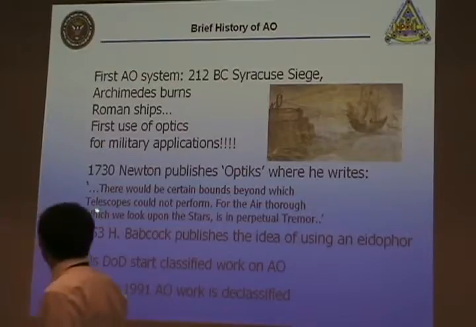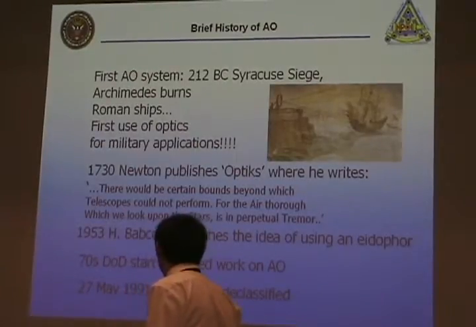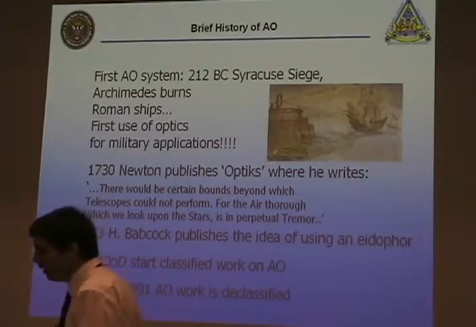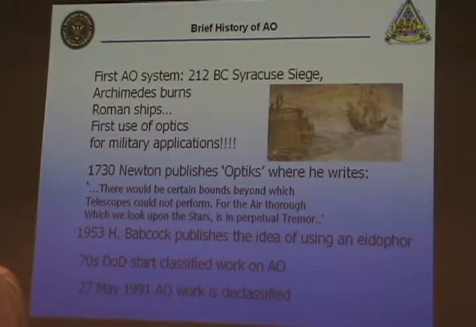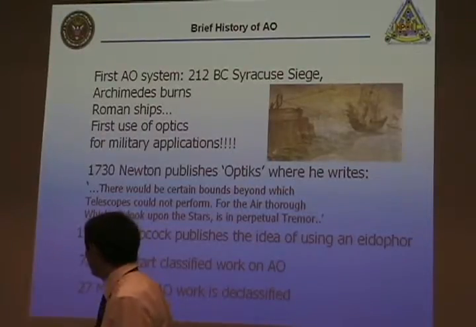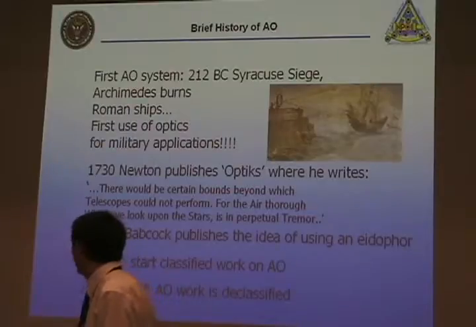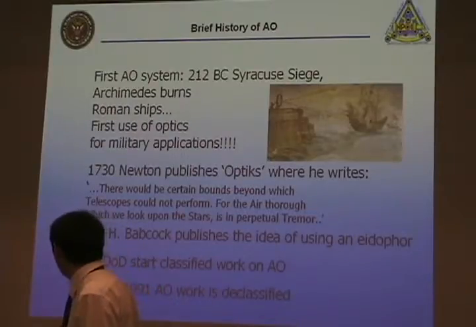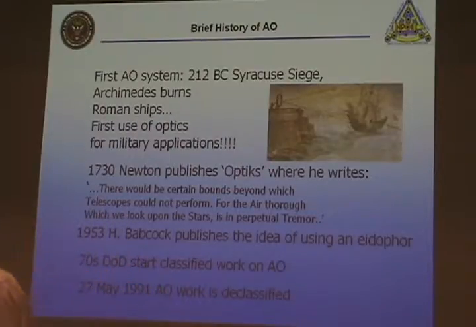Alright, and then let's see, in 1953, that was basically published talking about using an iodophore to basically introduce perturbations and try to eventually statistically get it where you can correct for the atmosphere. And then in the 70s, basically DOD started to classify work, and in 91, basically they declassified the work because astronomers were starting to reproduce it.